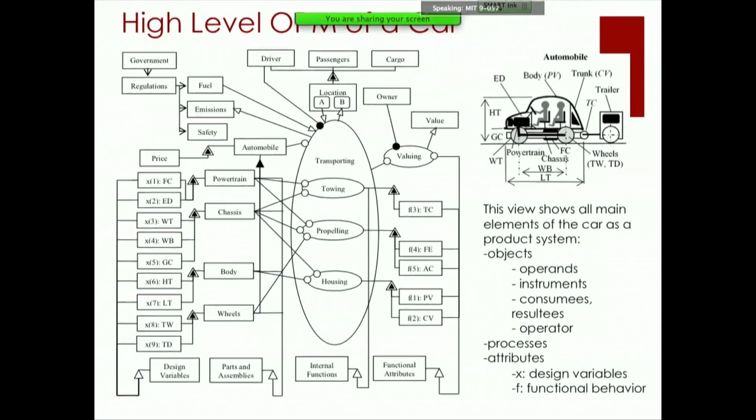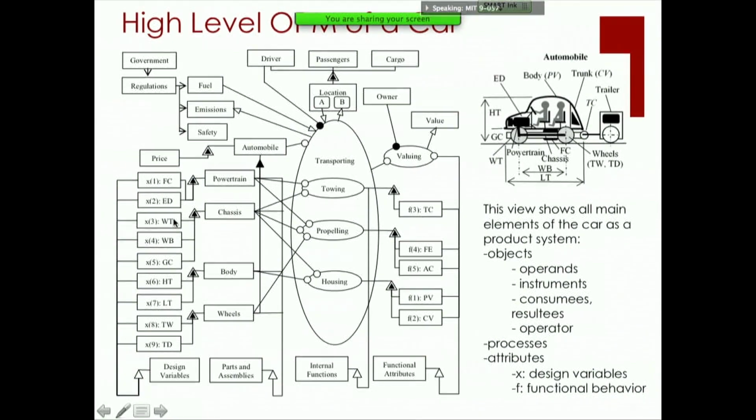And then on the left side here, we have essentially the elements of form. So the automobile, which is an instrument of the transporting process, can be decomposed into its major subsystems: powertrain, chassis, body, wheels. And each of those are characterized, you see those attribute links, characterized by things like fuel capacity, engine displacement.